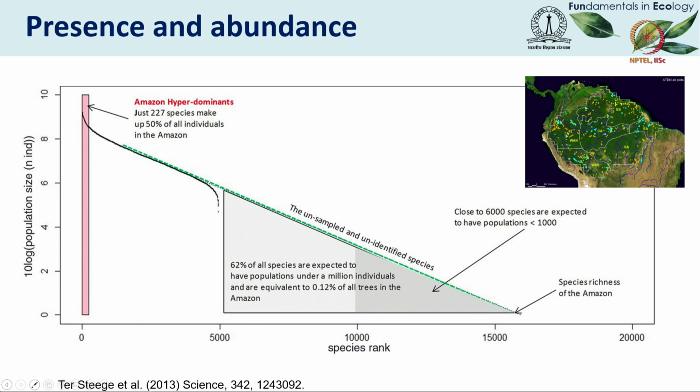So why do you see something like this happening? Why do you see that there are few common species and there are a large number of rare species? What are the mechanisms, what are the processes that lead to these patterns in communities? That's what community assembly is.